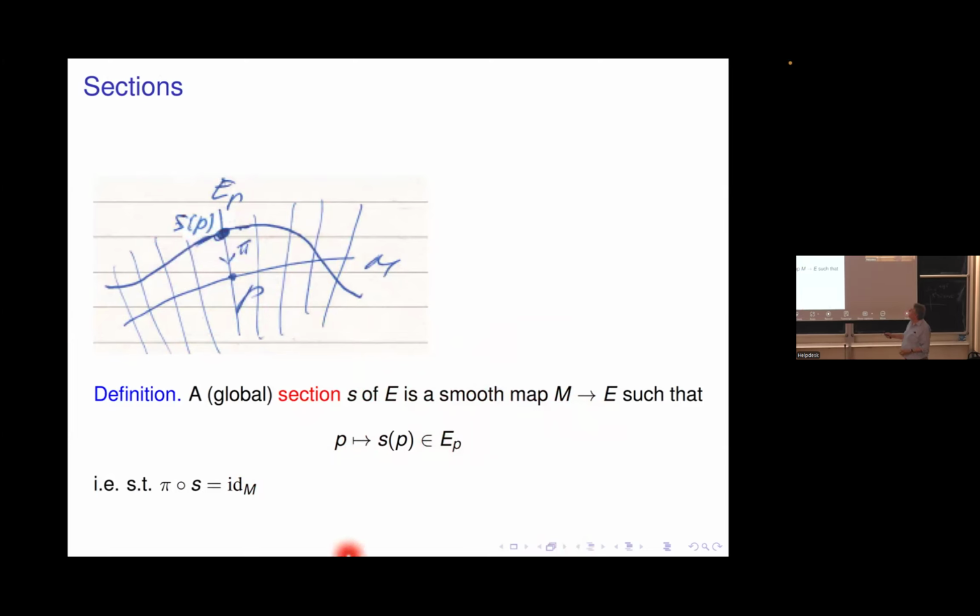That's it. Another way to say it is that at any point you first take the section S and then project back, and you end up just where you started. So this is the idea. A section could also be non-global, if it is defined only on part of the base.